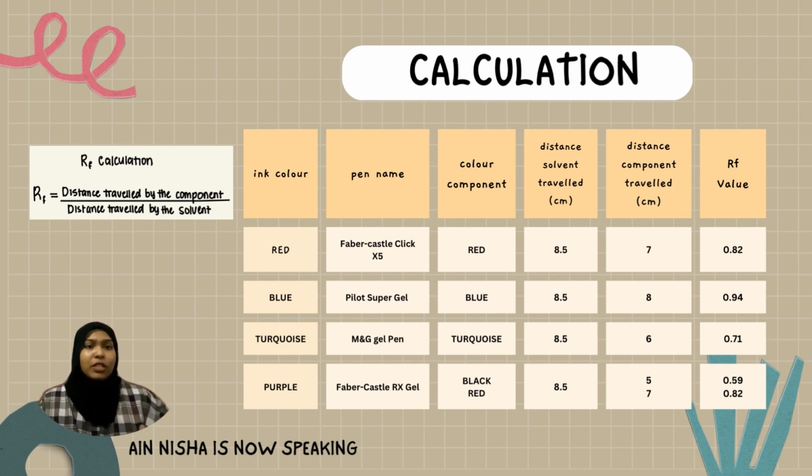If the red pigment travels 7 cm, while the solvent travels 8.5 cm, the RF value will be 0.82. Following the blue color is 0.94 and the turquoise color is 0.71. And the black color is 0.59. Thus, this experiment demonstrates the effectiveness of paper chromatography and successfully separated the components of different gel ink pens.